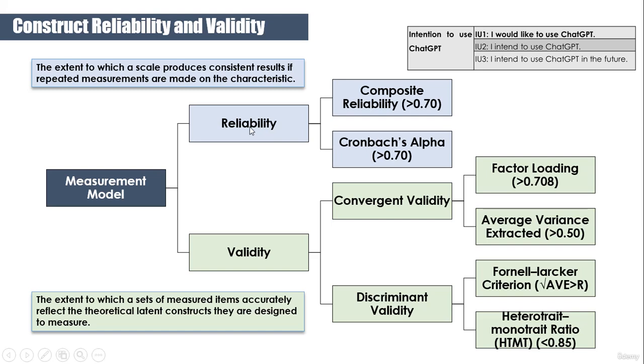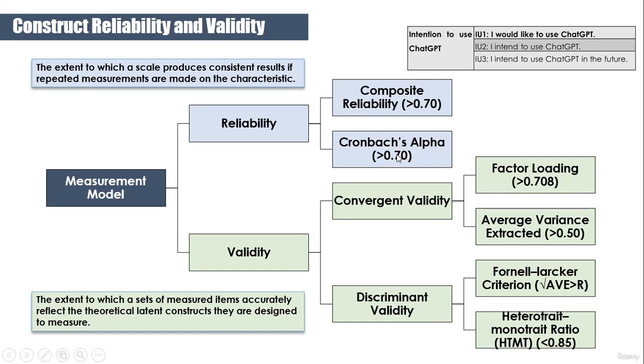For determining the reliability, we have to use 2 things. One is composite reliability, CR, that we will get from the SmartPLS software. That should be higher than 0.70. And we can use the Cronbach alpha. We can get the Cronbach alpha from SPSS, and we also get this particular value from the SmartPLS software as well.